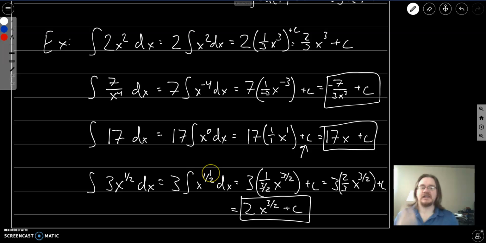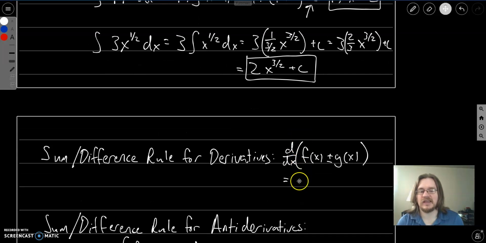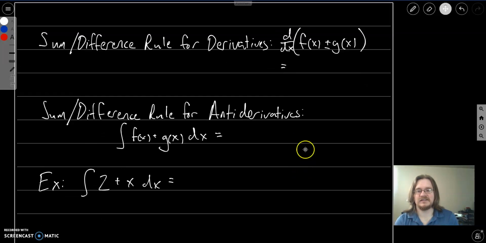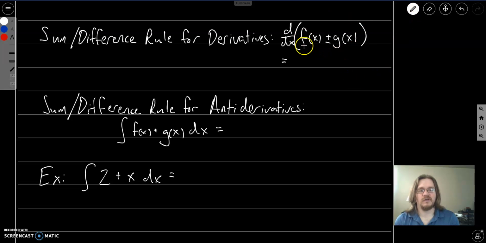So we've seen how to take antiderivatives of x to a power. What happens if we have an extra constant in there? We can just pull those constants out. The next step is looking at the sum and differences. So for derivatives, this was pretty easy. The derivative of f plus g or f minus g is just, we take the derivative of each one and then we add them together or subtract them, as the case might be.